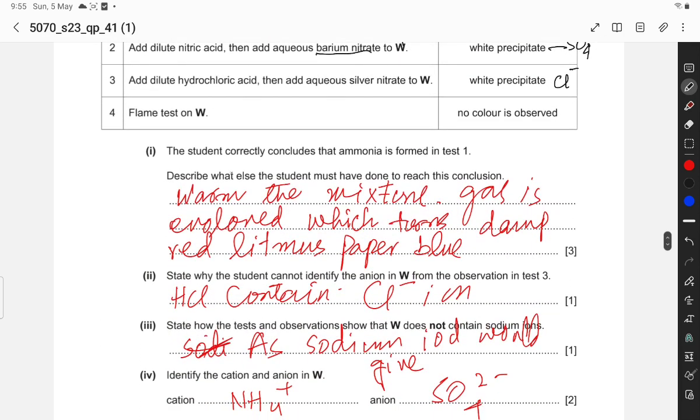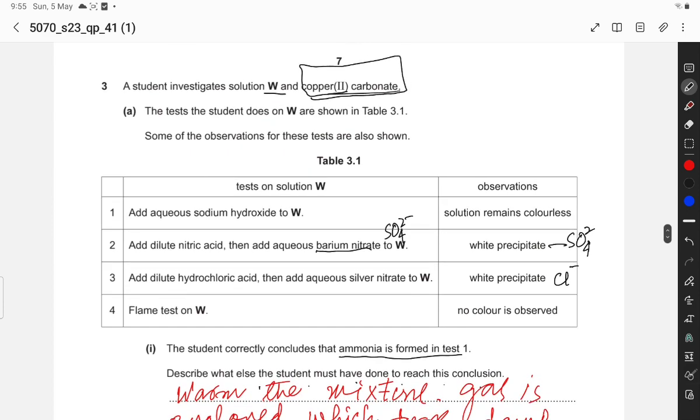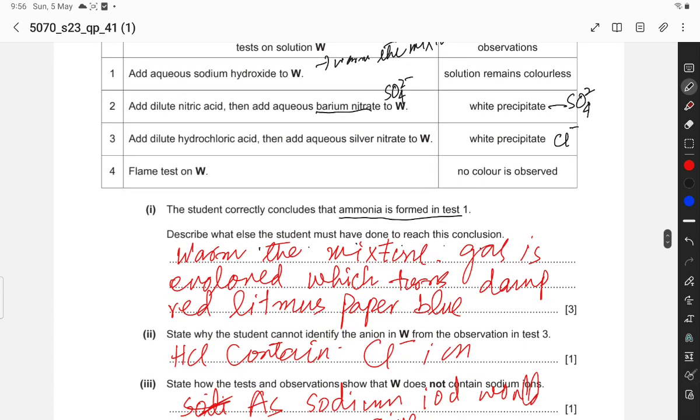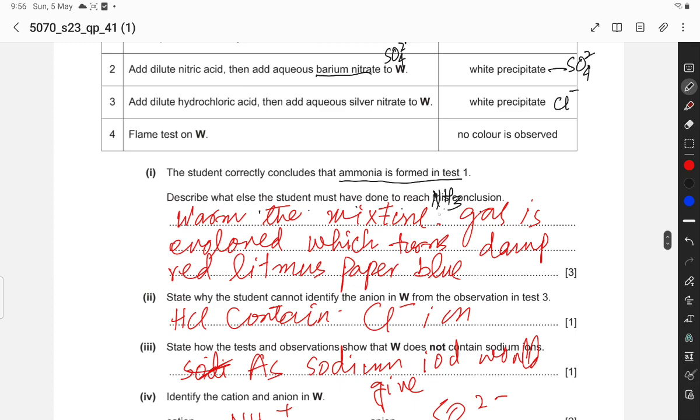So now look at the question. The student correctly concludes that ammonia is formed. If ammonia is formed, describe what else the student must have done to reach this conclusion. So add aqueous sodium hydroxide to W, then warm the mixture. This is missing. And the observation should be stated: ammonia gas is evolved, because in test 1 definitely ammonia is present. Ammonia gas is evolved which turns damp red litmus paper blue.